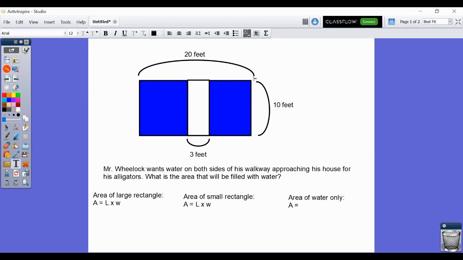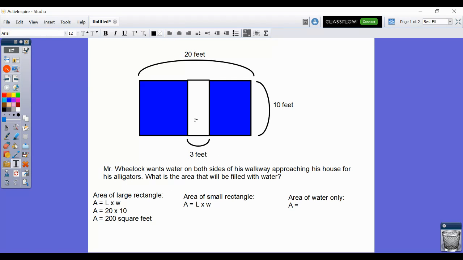Well, let's take a look at our composite figure. It's made of a large rectangle and a small rectangle. So we can find the area of both. Let's find the area of our large rectangle. So our equation for area of a rectangle, area equals length times width. So our length of our large rectangle is 20 times our width of our large rectangle, which is 10. So the area of our large rectangle is 200 square feet.